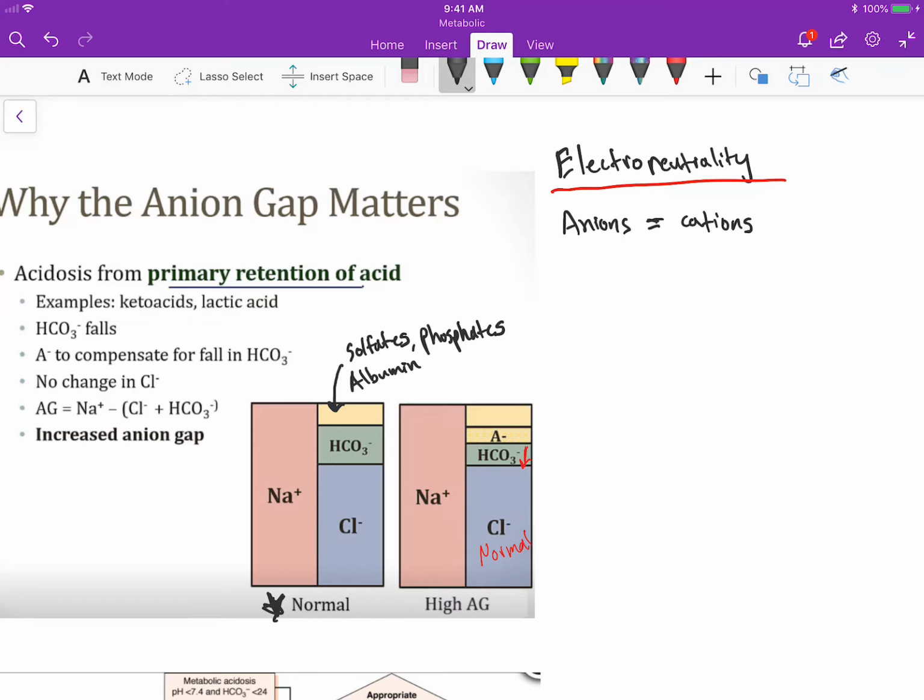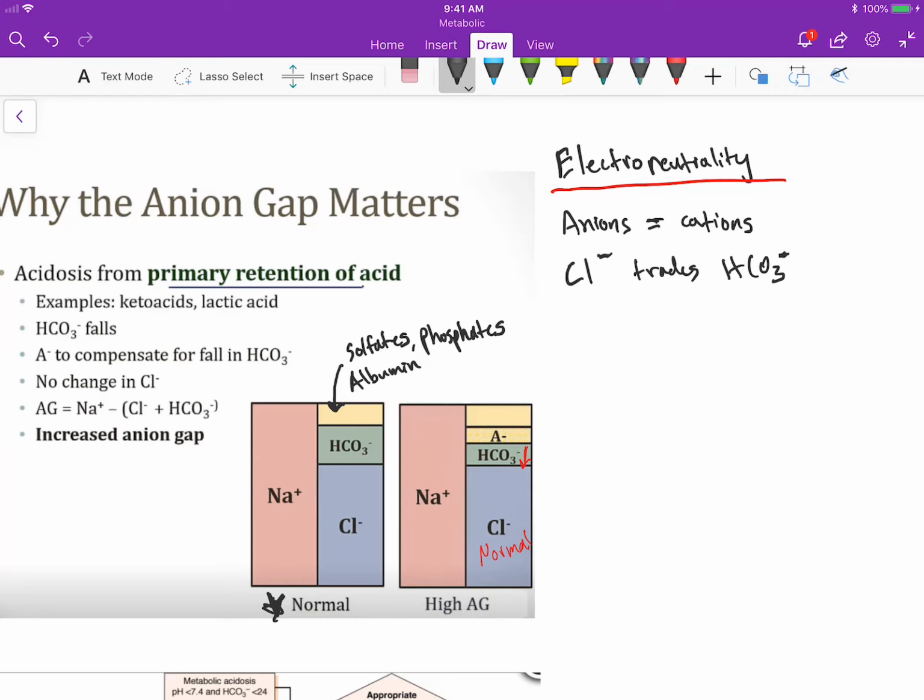Another important rule to understand is that the body likes to normally trade chloride with bicarb. In other words, if the bicarb is reduced, you'd expect the body to increase its chloride because it needs to maintain electroneutrality. If you're losing bicarb, you have a decrease in negative charges, so the body will try to absorb or increase its chloride concentration to maintain electroneutrality.